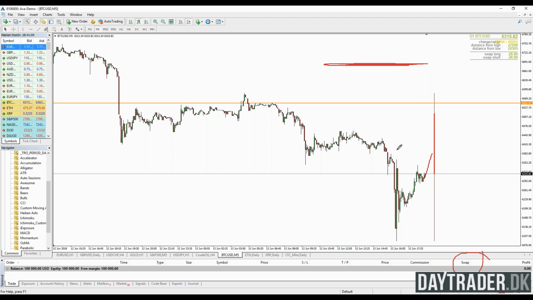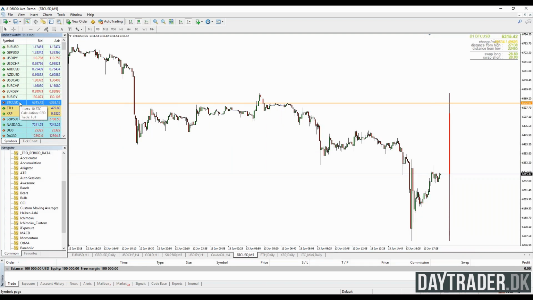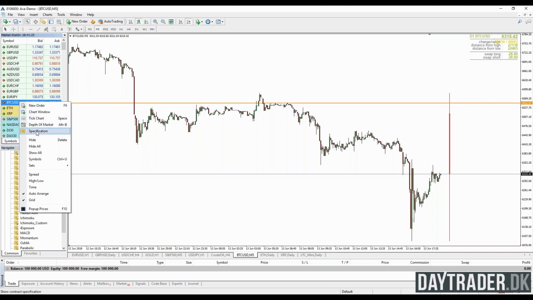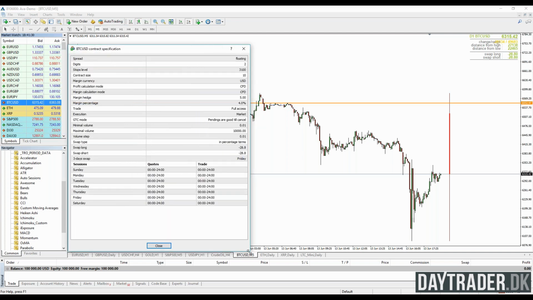So let's check, and now let's do a little bit of calculation. Let's check the contract of Bitcoin. How do I do this in MetaTrader? I go to the product which I want to trade, I right click it and I go to specification. In specification, I see the rules of Bitcoin. What does it say? It says that it has two digits. This I can see also here, just a second. I can see here that it has two digits.